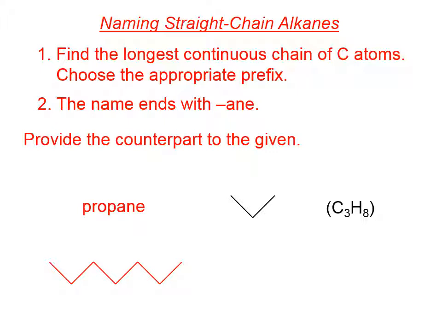How about this one? 1, 2, 3, 4, 5, 6, 7. Heptane, sometimes called n, lowercase n, heptane. N-heptane meaning normal heptane or simply straight chain heptane. Obviously that has 7 carbons, and how many hydrogens would that have? Well, let's count them. 1, 2, 3, 4, 5, 6, 7, 8, 9, 10, 11, 12, 13, 14, 15, 16.